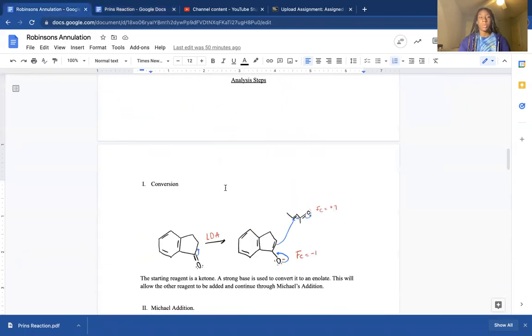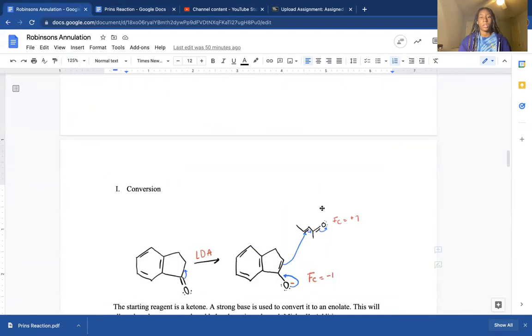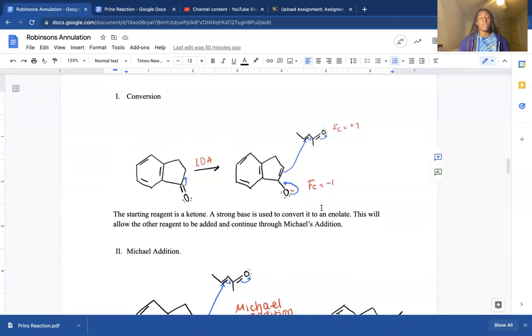And then for our Robinson annulation here, first things first would be conversion. So the starting reagent would be a ketone. A strong base would need to be used to convert it to an enolate. This will allow the other reagent to be added and continued through Michael's addition.